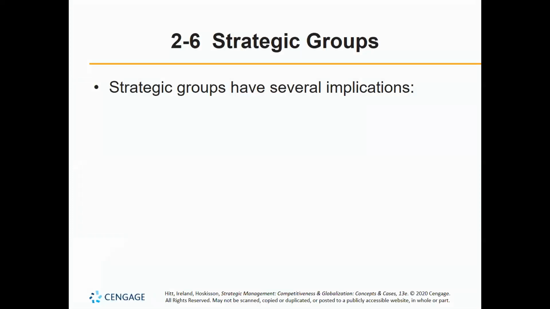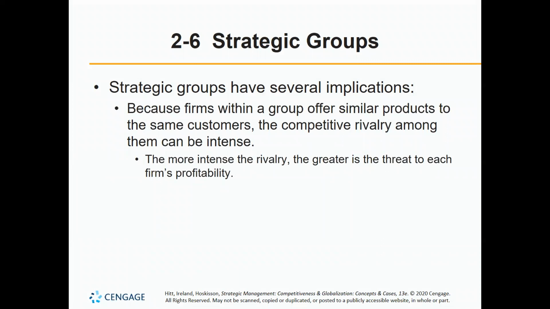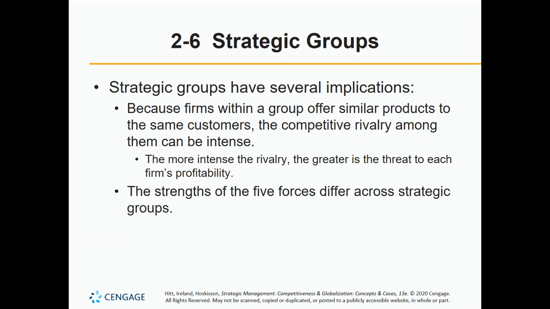So strategic groups have several implications. Because firms within a strategic group offer similar products or services to the same customers, the competitive rivalry among them can be intense. The more intense the rivalry, the greater is the threat to each firm's profitability.